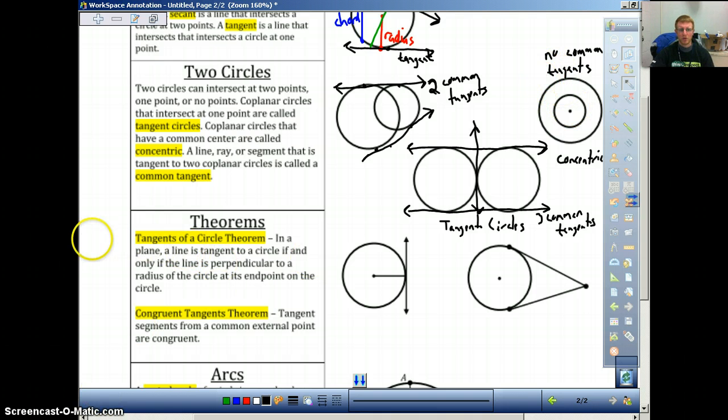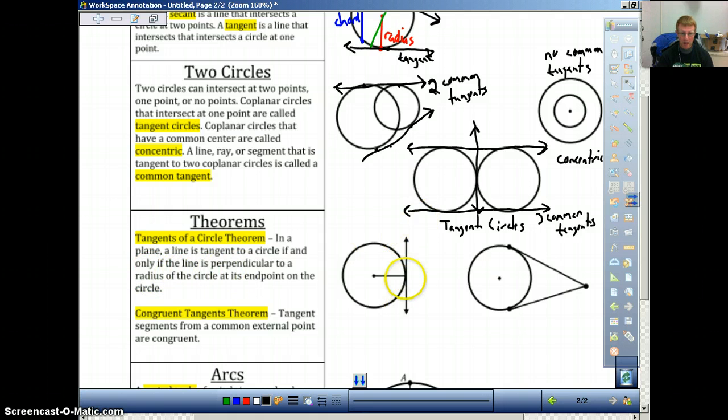Let's talk about a couple of the theorems now dealing with tangents, and these are pretty basic. Just try and follow along the best that you can. So, tangents of a circle theorem. It says, in a plane, a line is tangent to a circle if and only if the line is perpendicular to a radius of the circle.